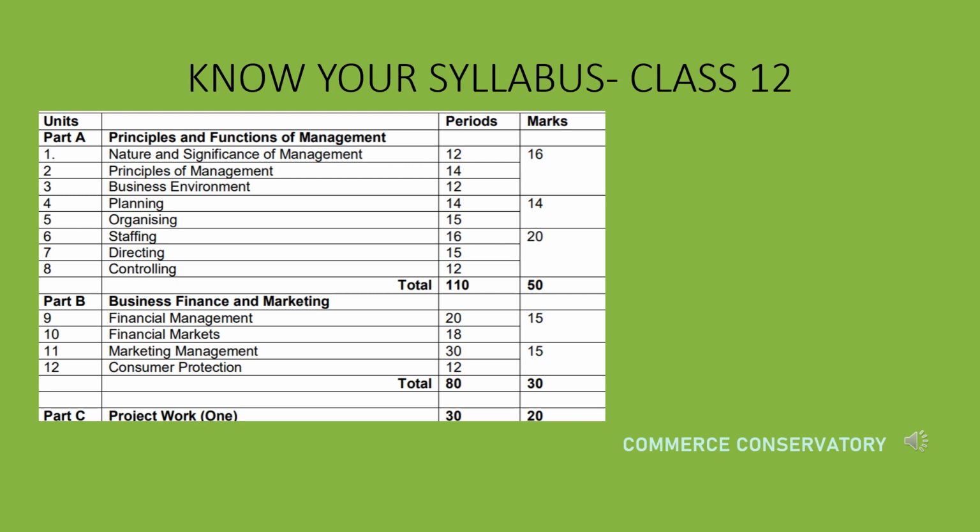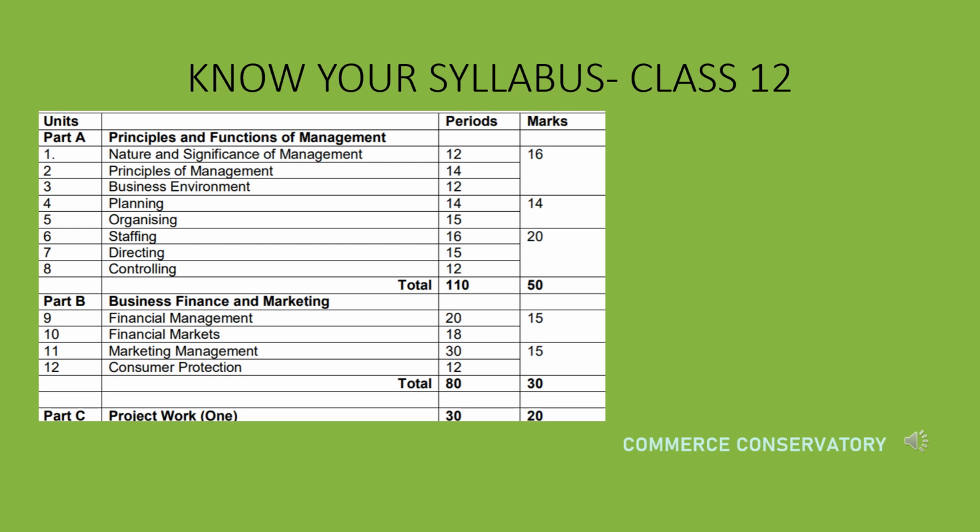Here is the list of topics. These topics are not just important at your class 12 level, but they are extremely important if you're planning to take up professional courses like CA, CS and CMA, where these are elaborated further. So for class 12, part A consists of principles and functions of management.